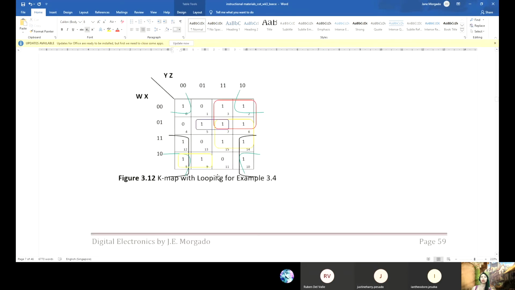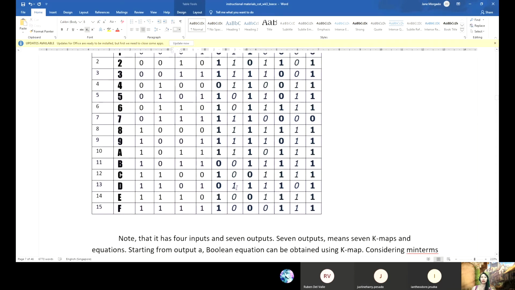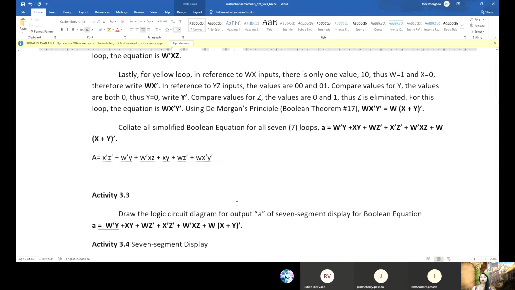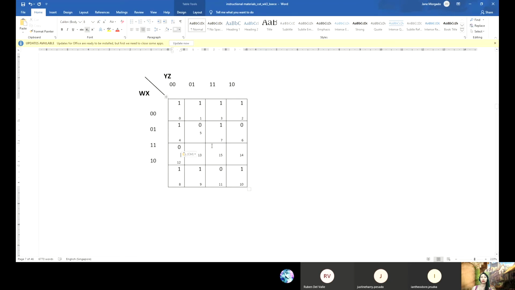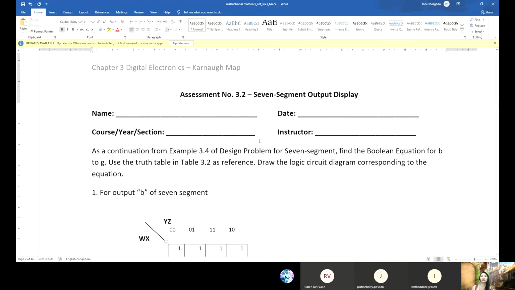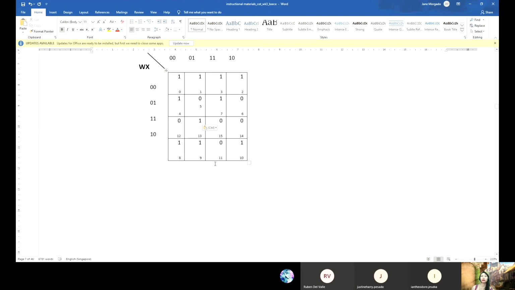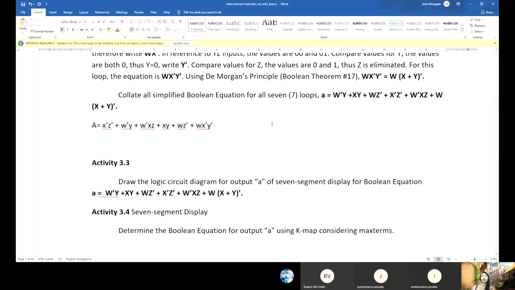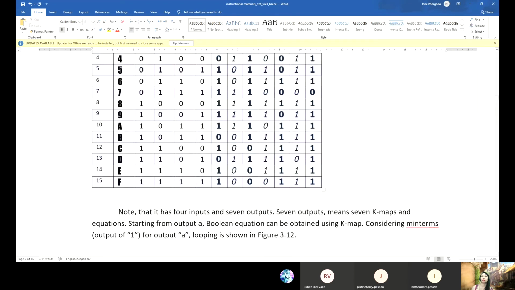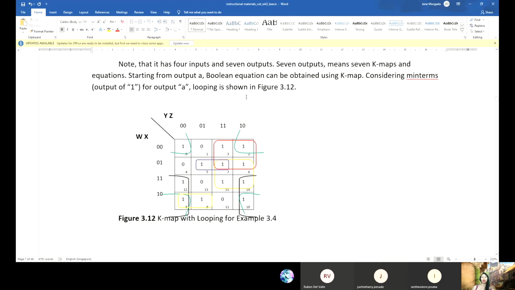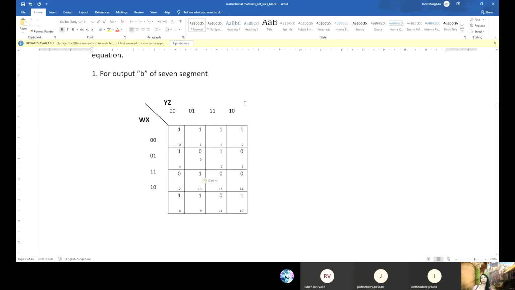Okay, so let's see. 11, 12 is 0, and then 13 is 1, and 14, 15 again. Am I right, class? Can you check? So we have 5, 6 as 0, 11, 12, 14, 15 as 0, and then 5, 6 as 0.